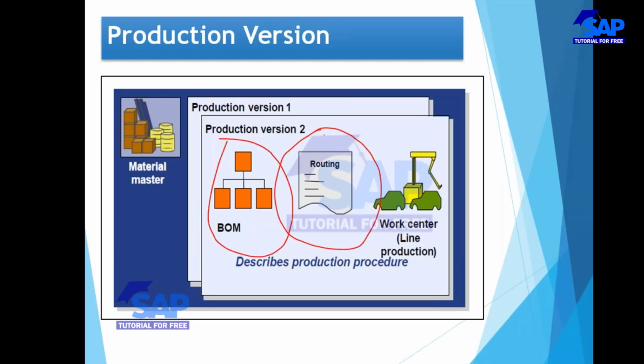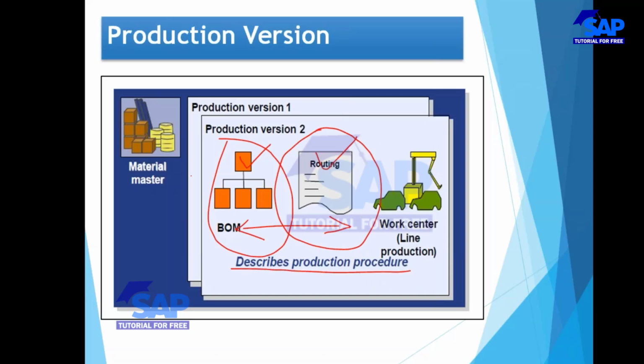If you are working in process industry, which routing, which master recipe you are going to use, that is determined by this production version. So in the production version you maintain both. This is very useful if you have more than one BOM, more than one master recipe or routing. Basically this production version describes the production procedure.